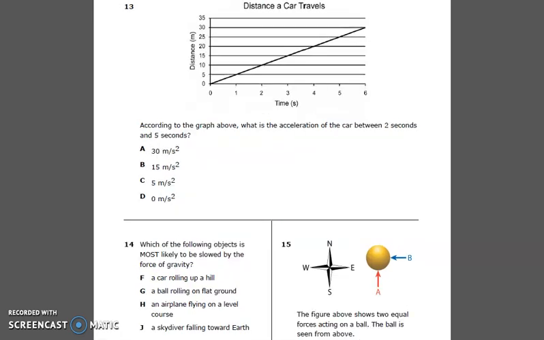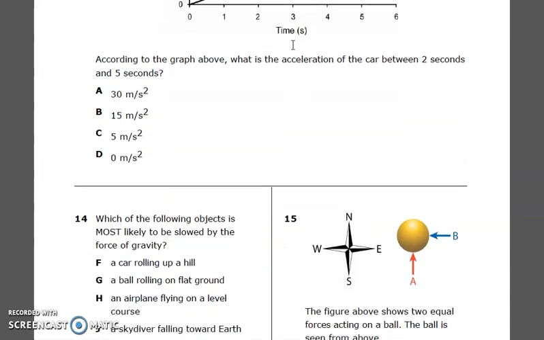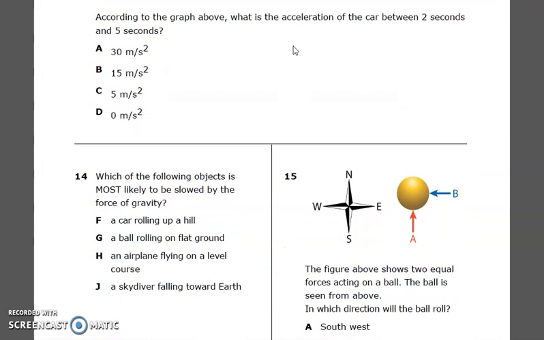Number 14. Which of the following is most likely to be slowed by the force of gravity? F, a car rolling up a hill. G, a ball rolling on flat ground. H, an airplane flying on a level course. Or J, a skydiver falling towards Earth.